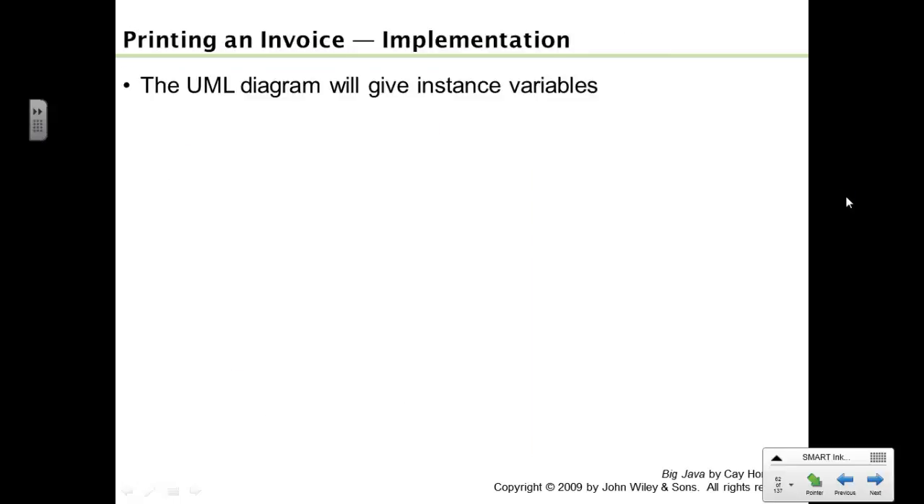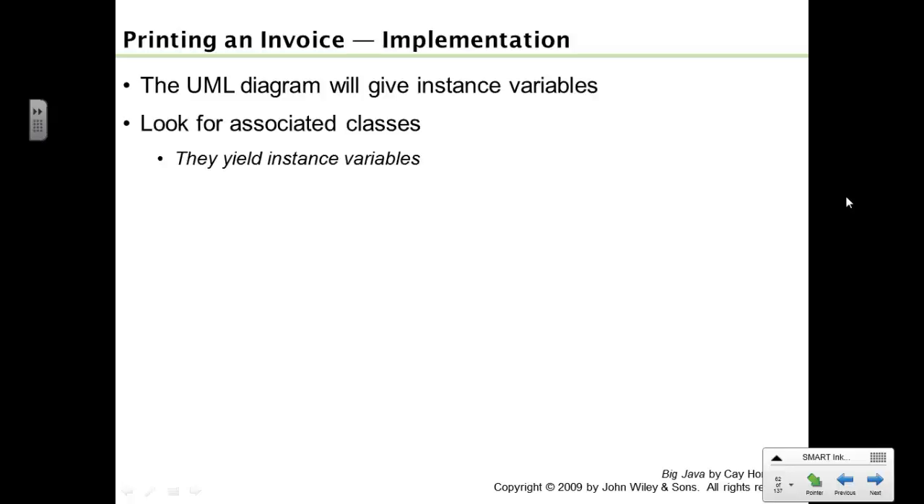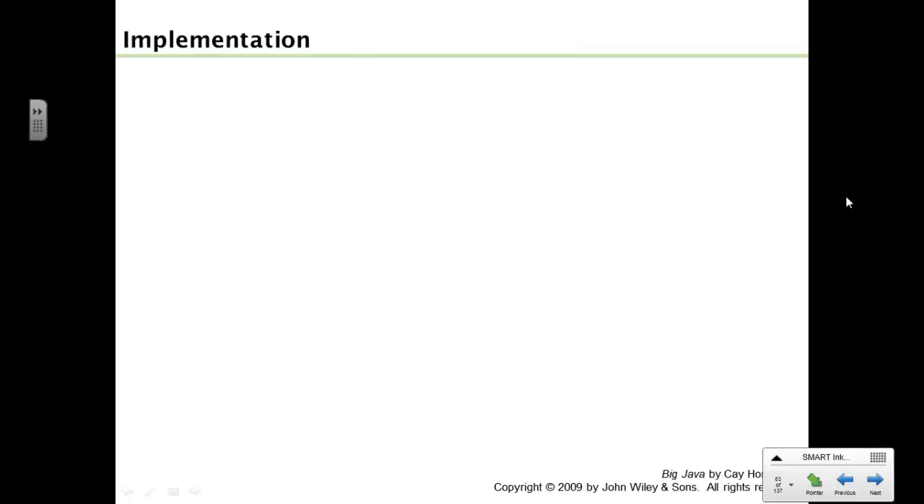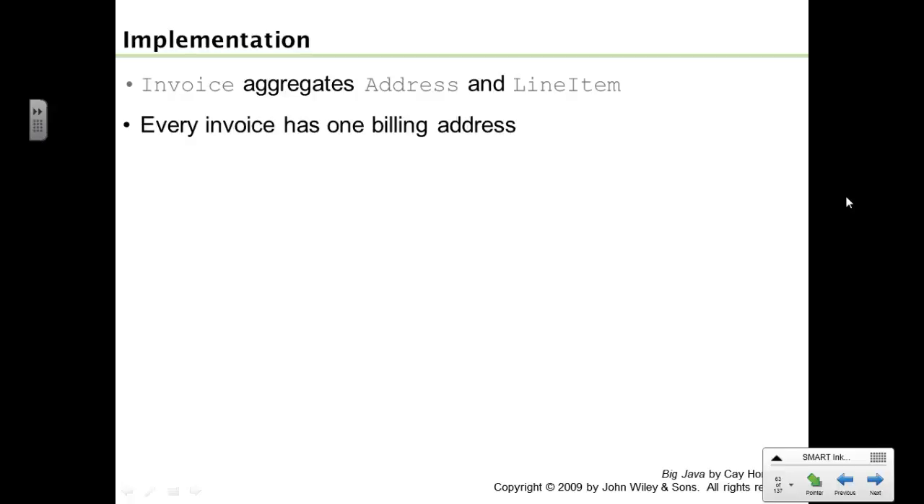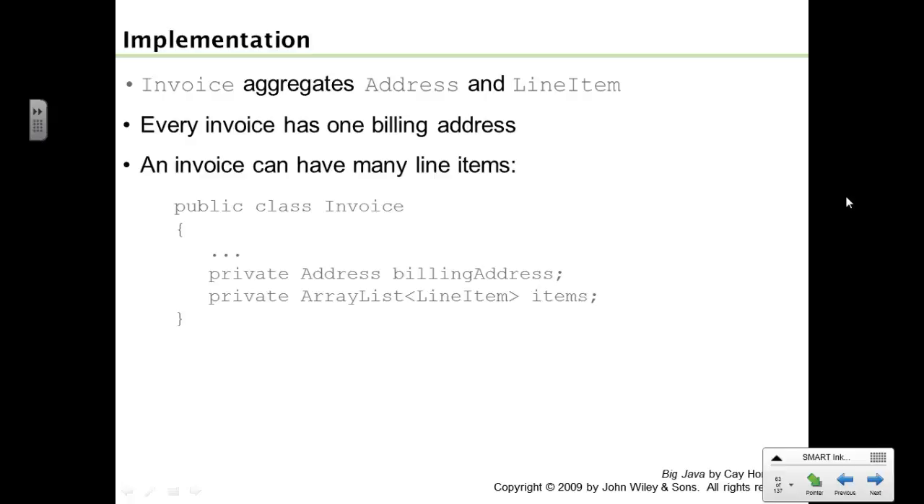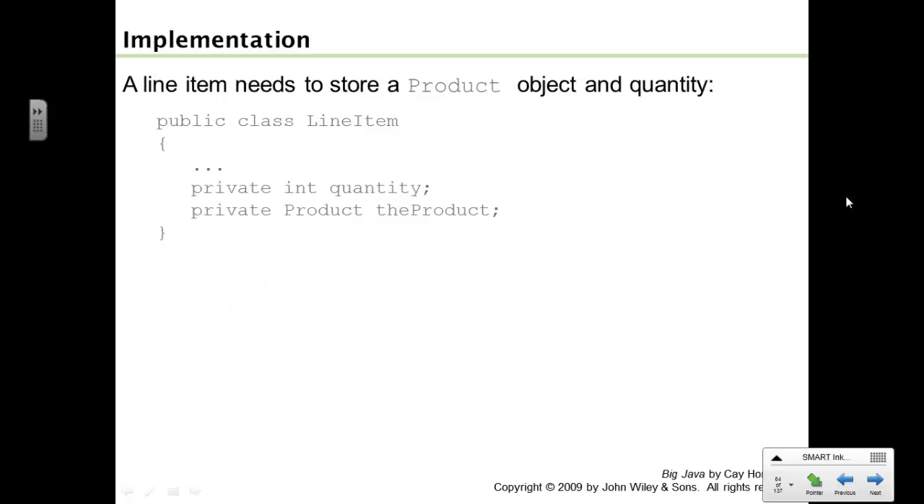So, instance variables: from the UML diagram, look for associated classes. They yield instance variables in the implementation. So invoice aggregates from the address and line item classes. Every invoice has one billing address, and an invoice can have many line items. So there's no limit on how many line items I can have, but only one address. So we're going to use an ArrayList of line items instead of an array, because again, it's not a fixed amount, and only one billing address.